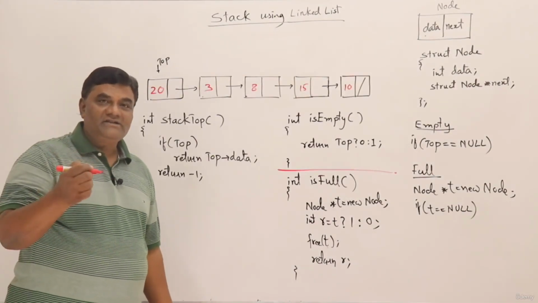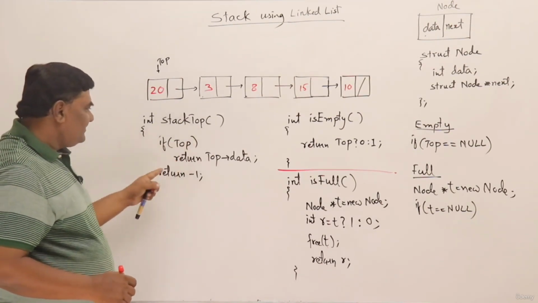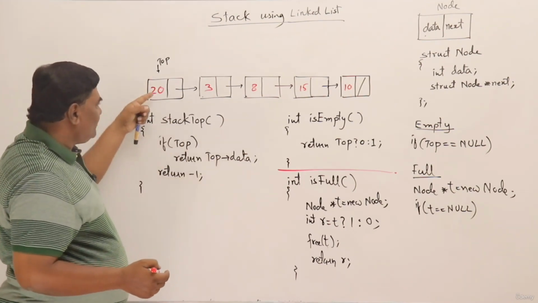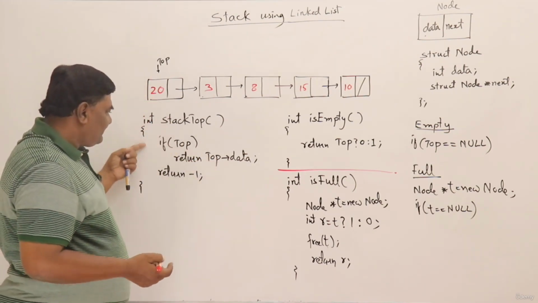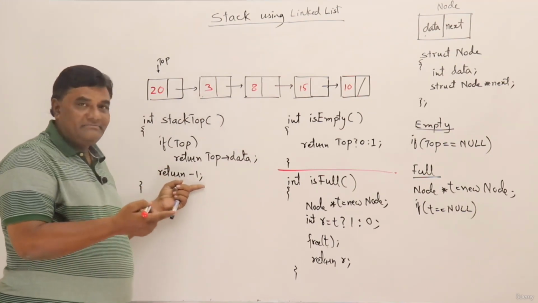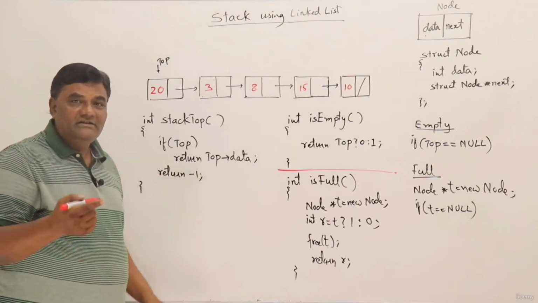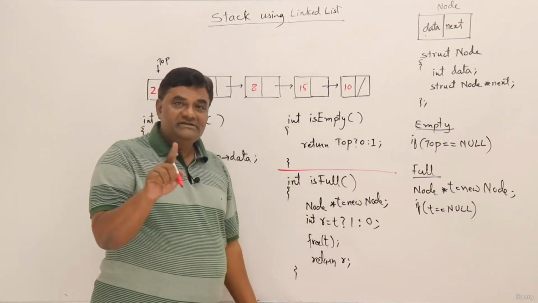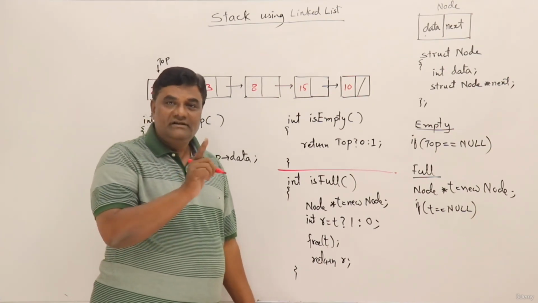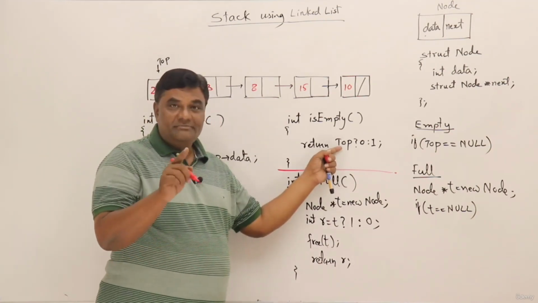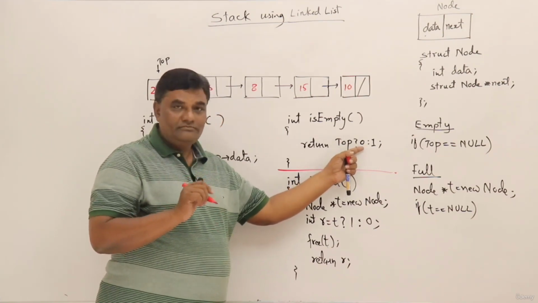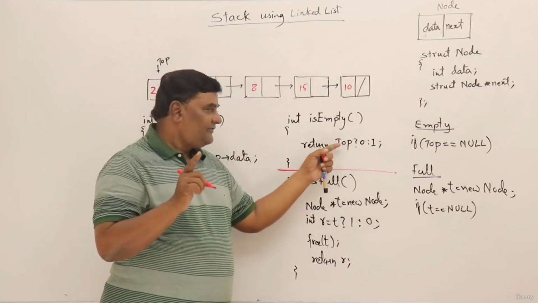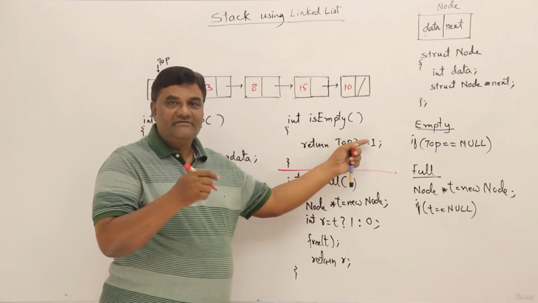So here I have a stack top function. Stack top, if top means top is not equal to null, then return the data present at top. So it returns the data. Otherwise, it will come to this statement and return -1, means data is not there and the stack is empty. Then is empty function. If top is null, then it is empty. Otherwise, it's not empty. If top means top is not null. Not null means return 0. Else means it is null, so return 1. 0 means false, 1 means true. So if top is not null, then return false, otherwise return true.